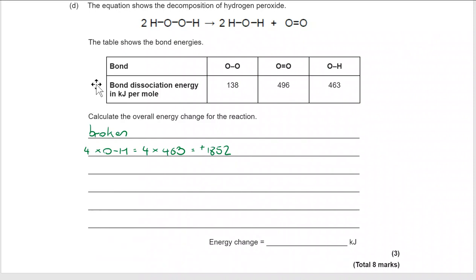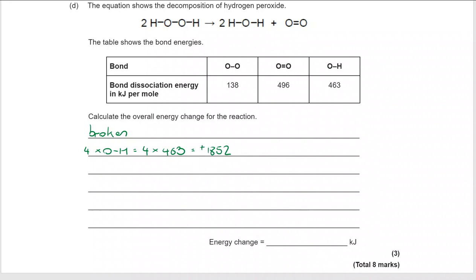So first of all, let's deal with the bonds broken. We're breaking apart 2 hydrogen peroxide molecules. Within 2 of those, we've got 4 OH bonds. There's 2 OH bonds in each hydrogen peroxide. We've been given the value. That's 4 OHs, which is 4 463s, which is 1852. Bond breaking is an endothermic process, which means this is a positive value.